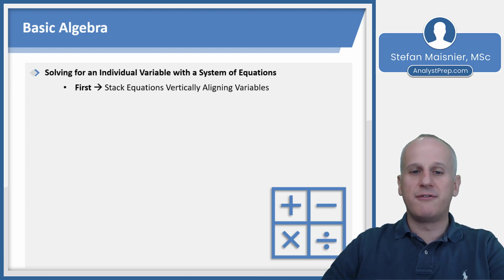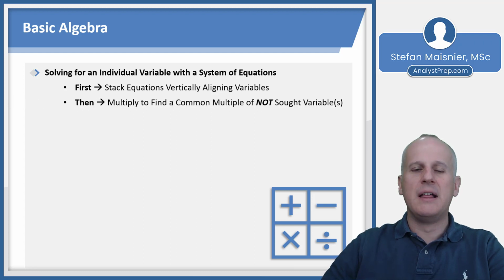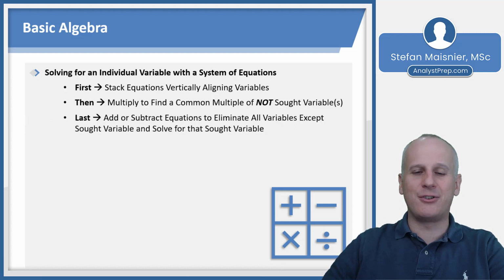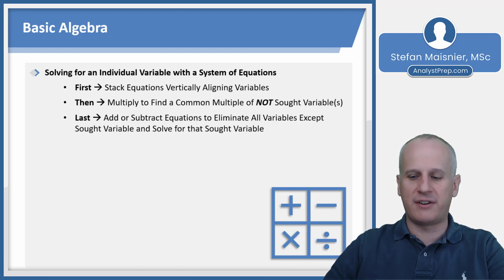of equations. First, you're going to stack the equations vertically, aligning your variables. Then you're going to multiply to find a common multiple or coefficient of whichever variable you are not seeking in the problem, because that's the one you want to eliminate. Then you want to add or subtract your equations to eliminate all of the variables except the sought variable, and then solve for that sought variable.